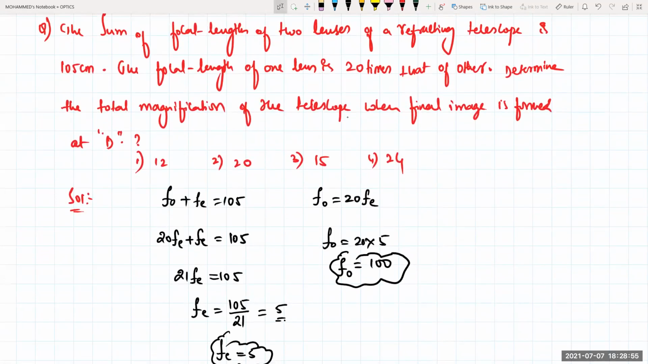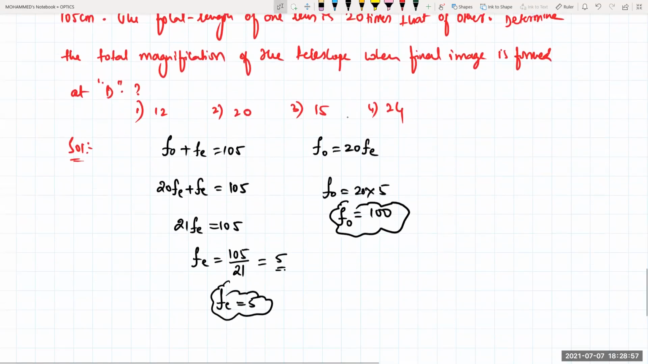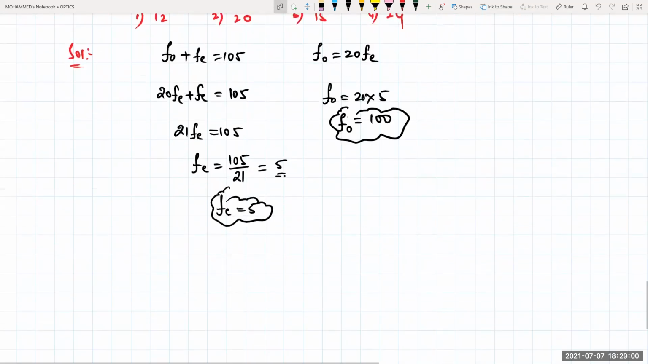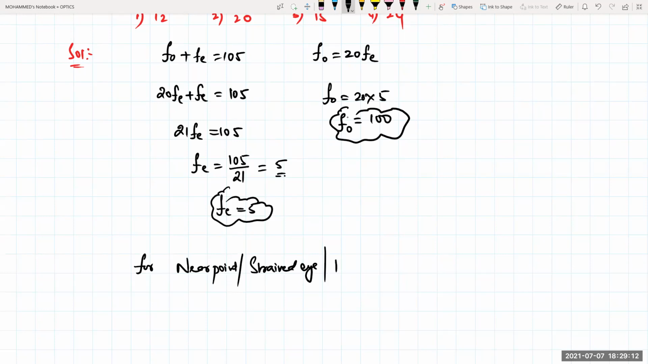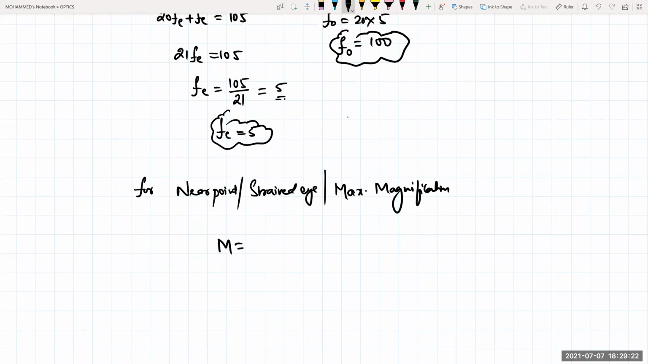Now what is asked: determine the total magnification of the telescope when the final image is formed at D, that means the strained position, the near point, maximum magnification. What is the formula for this one? Just now I told you. Magnification is equal to focal length of objective divided by focal length of eyepiece, into 1 plus focal length of eyepiece divided by the least distance of distinct vision.